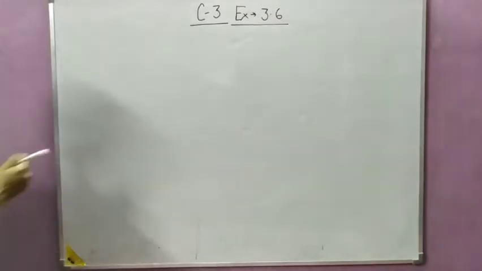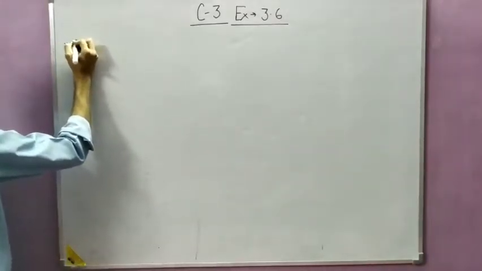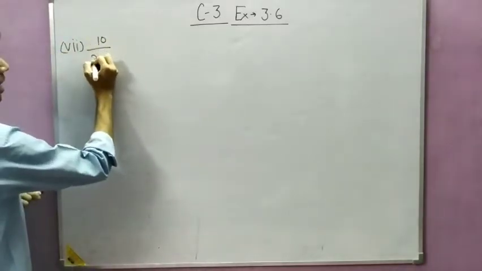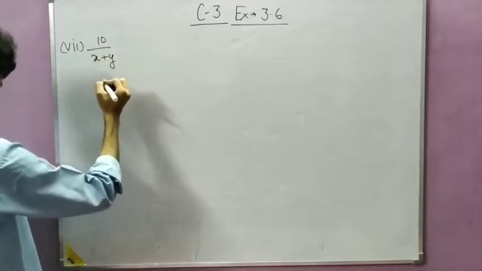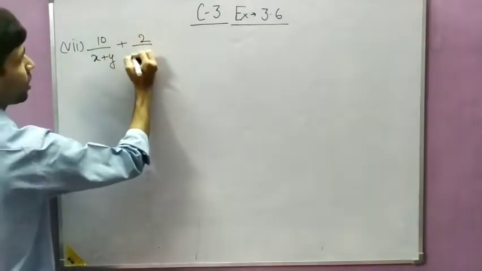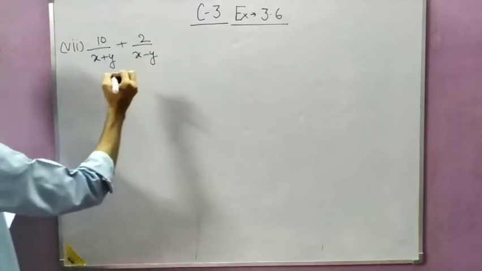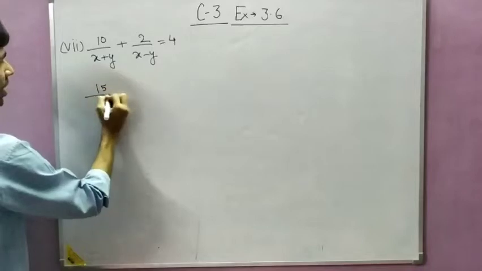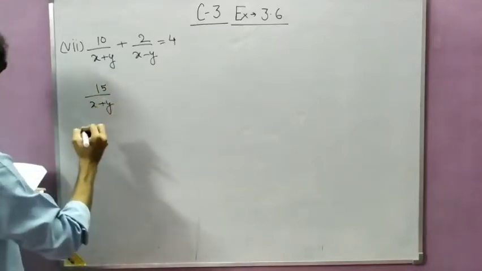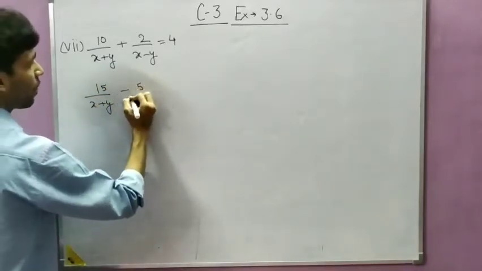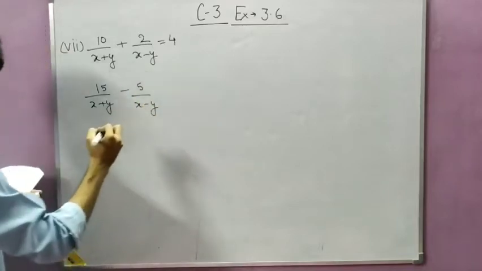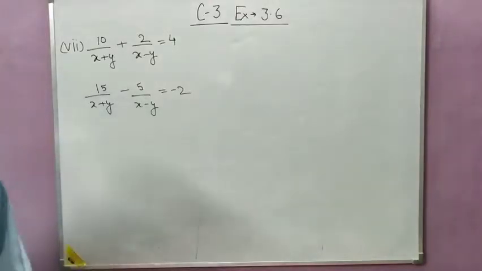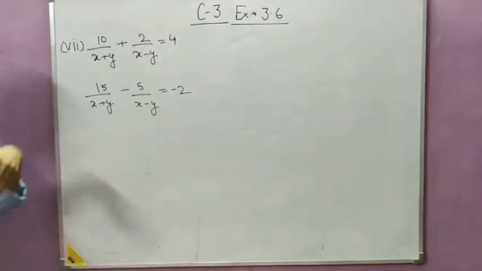So what is part 7? Part 7 is 10 upon x plus y plus 2 upon x minus y equal to 4, and 15 upon x plus y minus 5 upon x minus y equal to minus 2. This question you have to solve. So this question is also the same as the previous question.